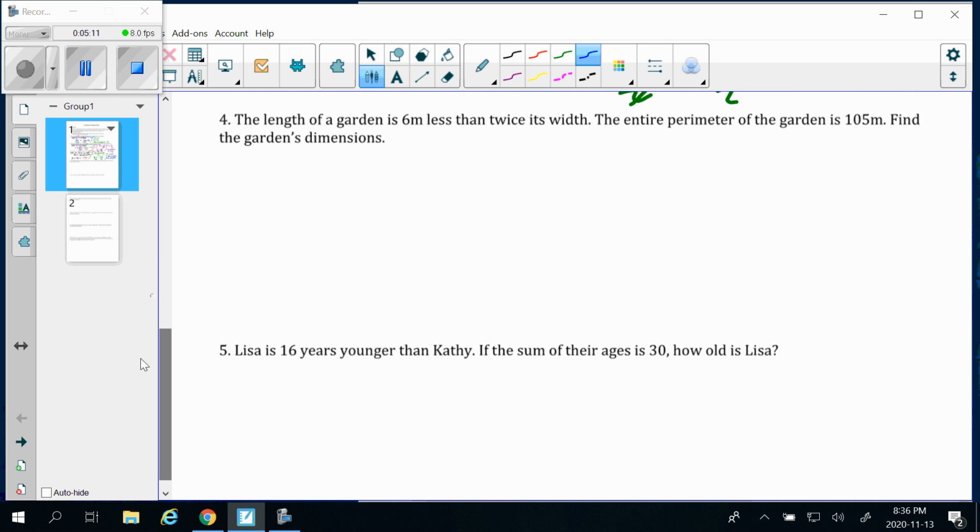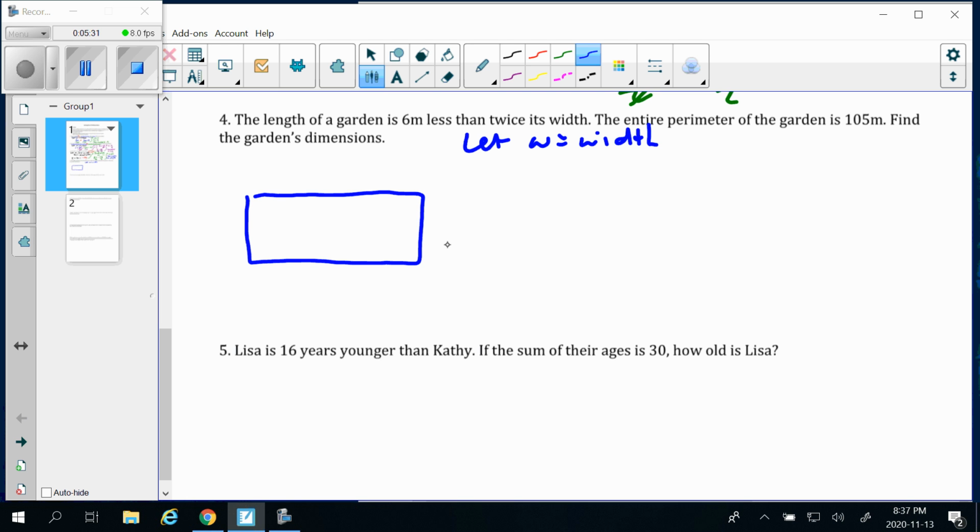Number 4. The length of a garden is 6 meters less than twice its width. The entire perimeter is 105. So I always draw a rectangle here because I get confused. The length is 6 meters less than twice the width. So I'm just going to let W equal the width. The width is the shorter side, and the length is 6 meters less than twice the width. So 2W minus 6, and this is also 2W minus 6.